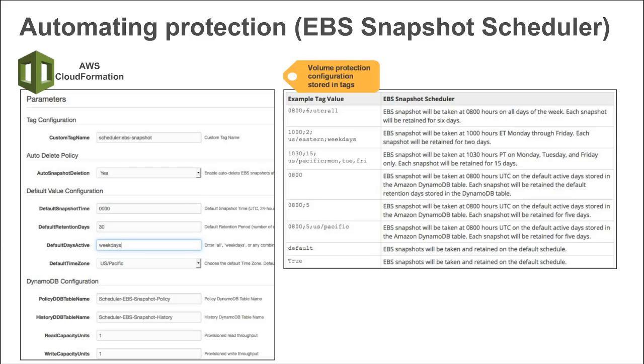So if we take a look at the first example in this table, the snapshot in this tag will be taken at 8 o'clock UTC time. It will be retained for 6 days, and it will be taken all days of the week. If we take a look at the next example, the snapshot will be created at 10 o'clock US Eastern time zone. It will retain 2 days of snapshots, but it will only be taken during weekdays. So this gives you an idea of how the EBS Snapshot Scheduler will work.